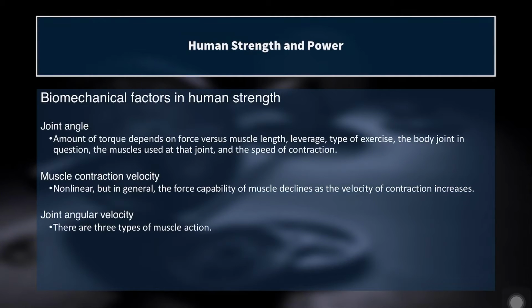The muscle contraction velocity also plays a key role, and it's nonlinear, but in general, the force capability of a muscle declines as velocity of contraction increases. In the last video, we spent a lot of time talking about the amount of time that you have to generate force. So in powerlifting, you have all the time in the world, and in weightlifting, it has to be very quick, very explosive. Same thing with track and field, because you are usually moving a small implement or just your body down the track or through the air. So you have to produce force very quickly.